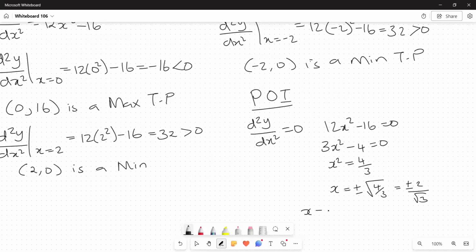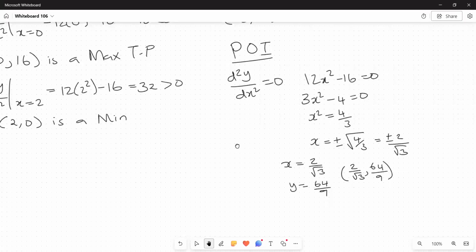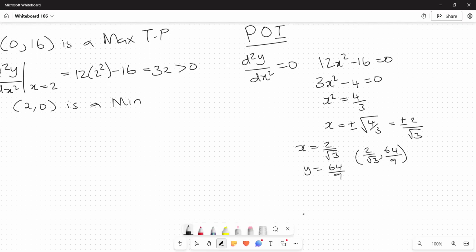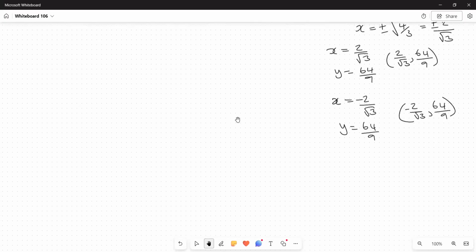Okay, so if x is equal to 2 over the square root of 3, then y is equal to 64 over 9. So we have 2 over the square root of 3, and 64 over 9. And then if x is negative 2 over the square root of 3, then y is still 64 over 9. So we have minus 2 over the square root of 3, 64 over 9. Okay, so now we have everything we need. The last step, step number 5, is to actually sketch it.